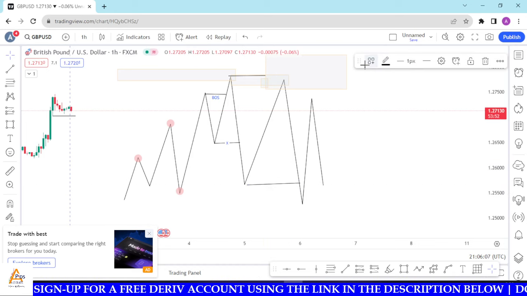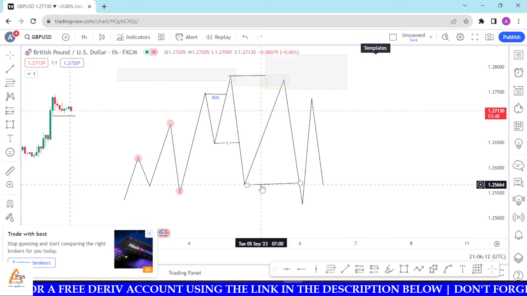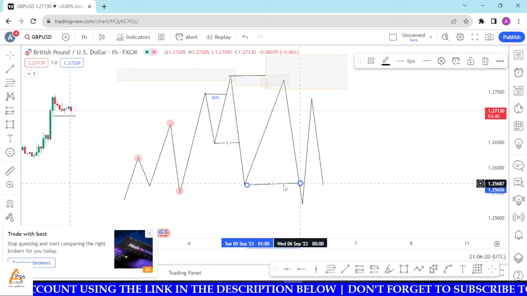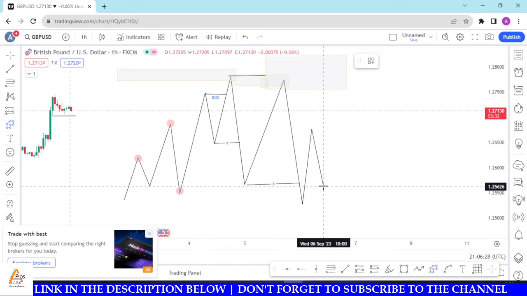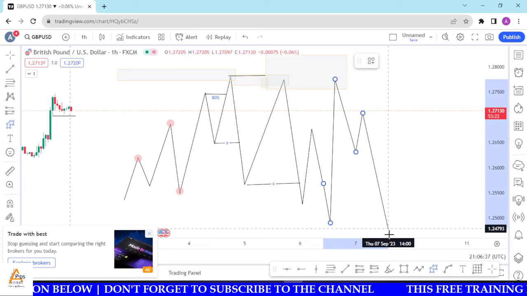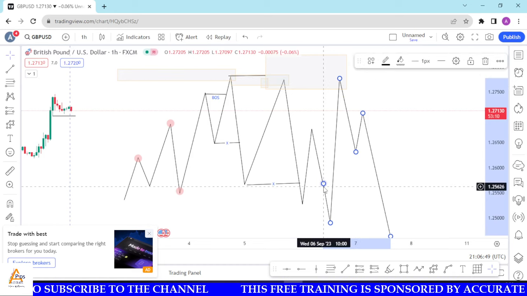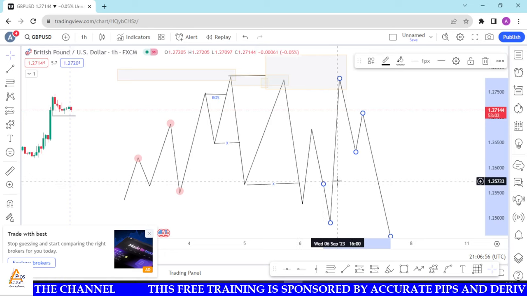So if it breaks this, that becomes our change of character. If it breaks this level, it becomes our change of character. Then we expect it to leave an inducement and then price takes this inducement, taps into the zone. Then we can sell and take profit at our 15 minute previous low. This might be a little bit confusing to you now, but I think by the time we finish looking at it on the live chat, you should get the understanding.